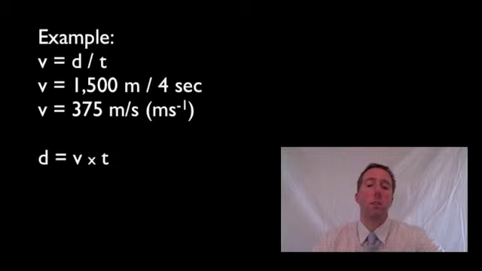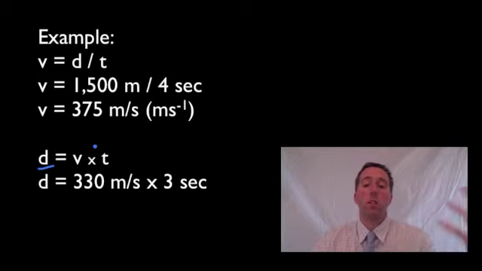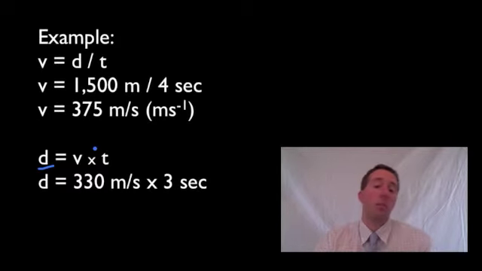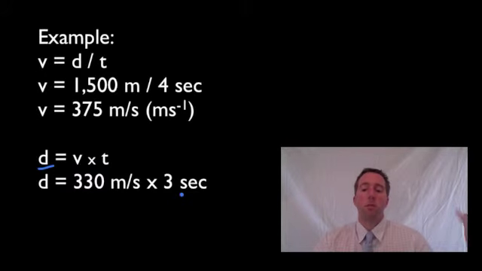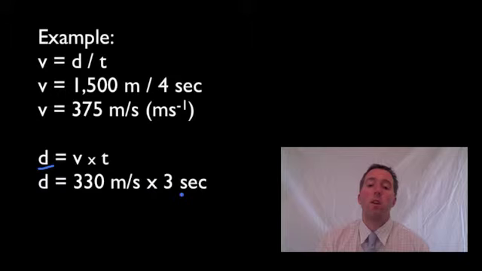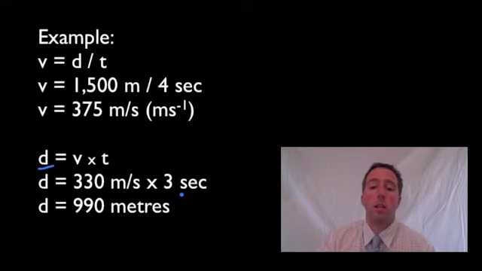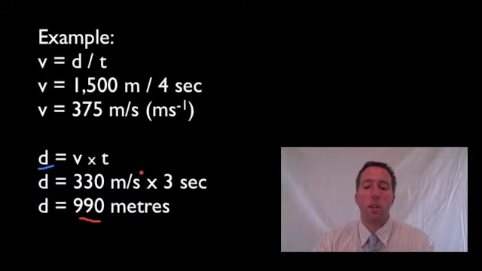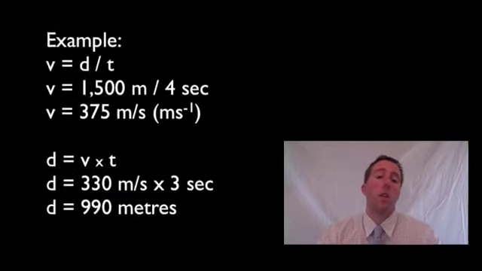I'll give you another example. Here I want to calculate the distance. So I've been given the velocity and the time. The velocity of this wave, again a sound wave, is 330 meters per second. And it takes 3 seconds. So how far has it traveled? Well, 330 times 3 is equal here to 990, and these seconds here both cancel each other out. So it's equal to 990 meters. So that's a couple of examples of using the equation to calculate speed.